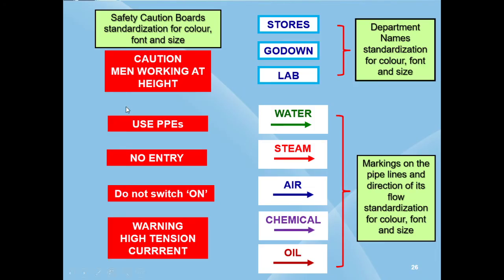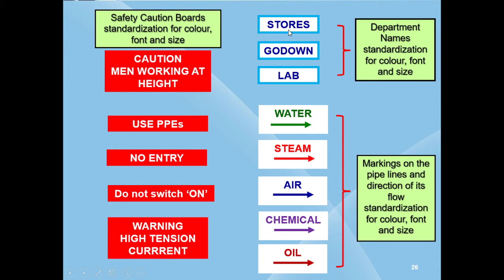These are some of the caution board standardization for color. Here you see a red color for safety caution board, standard for color, font and size. Red background is given. It is written in white: caution when working at height. Use PPEs, personal protective equipment. No entry. Do not switch on when the machine is under shutdown or under maintenance. Warning, high tension current. Do not enter.